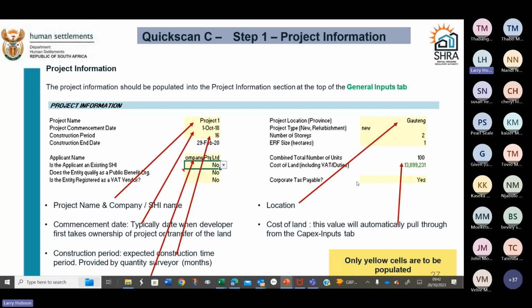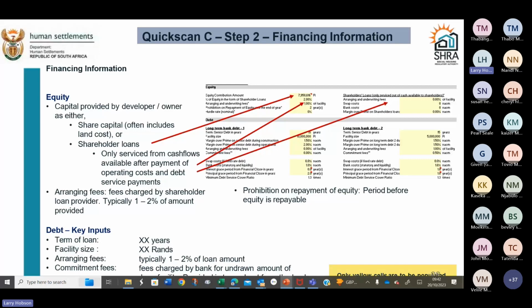Okay, so that's your project information. Now we go to the financing information. If you're an ODA, you'll have your equity contribution amount entered there. And then if part of your equity is in shareholder loans, then you put that proportion in there.